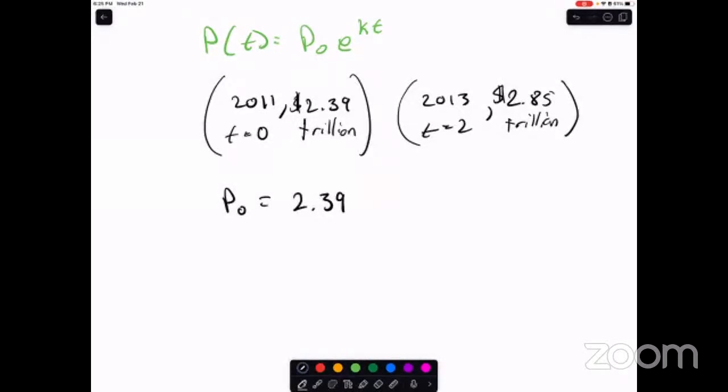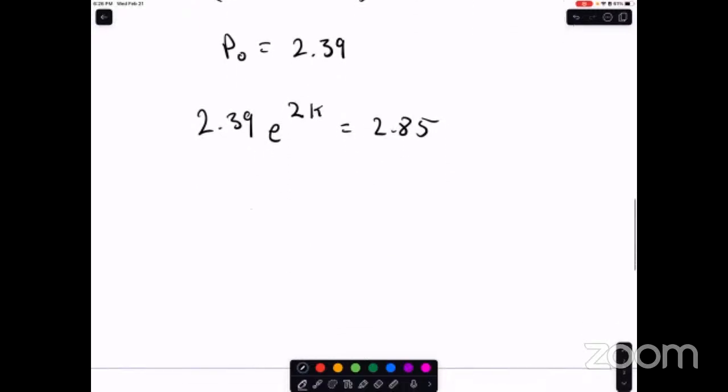So we'll take the 2.39 times E, and we're trying to solve for K. The time has been 2 years, so 2 times K, and 2 years later that should equal 2.85, right? At this point, we have one equation and one unknown we can solve. If we divide both sides by 2.39, we get this equals 2.85 over 2.39. Take the natural log on both sides.